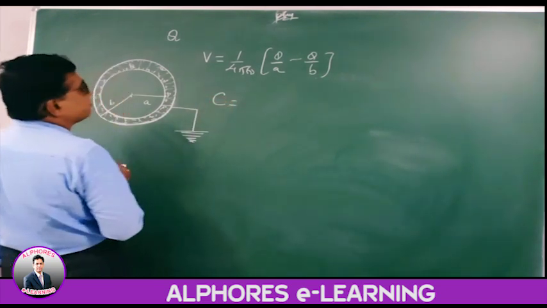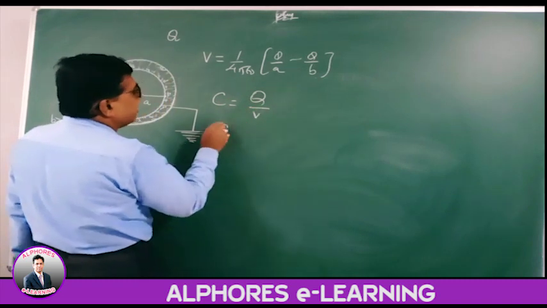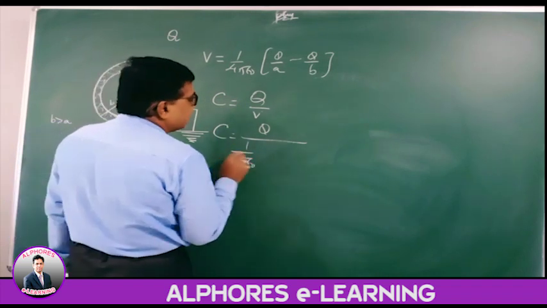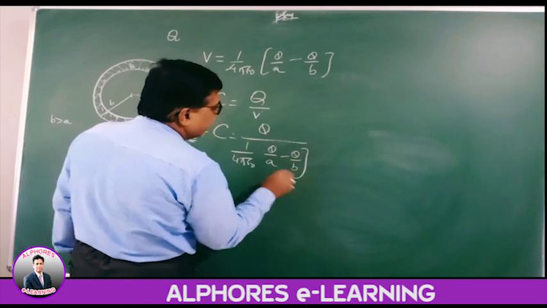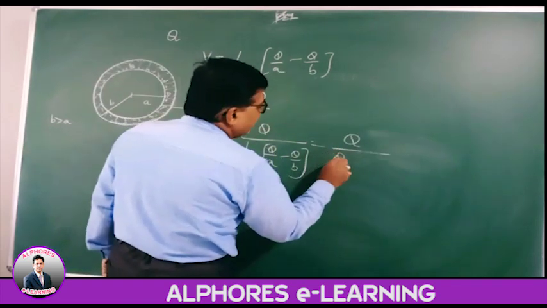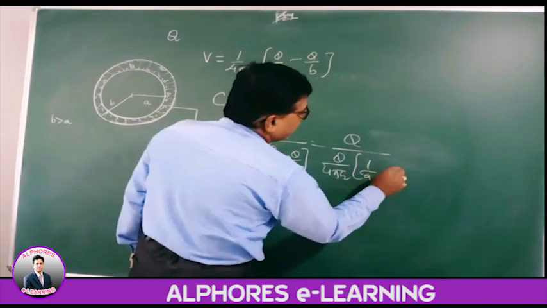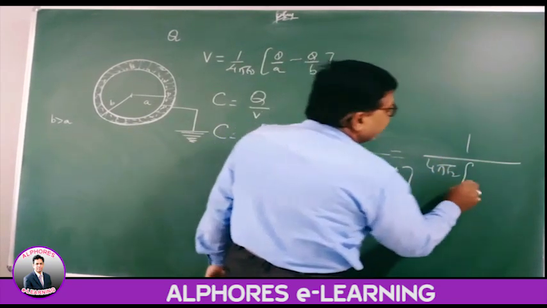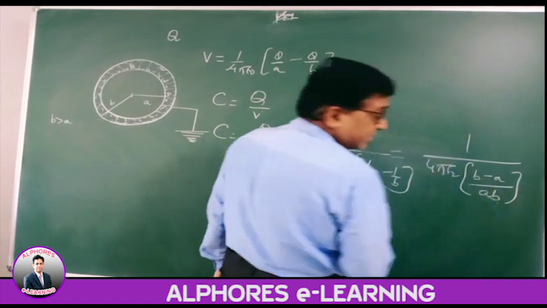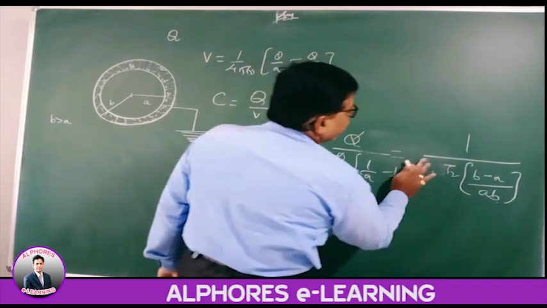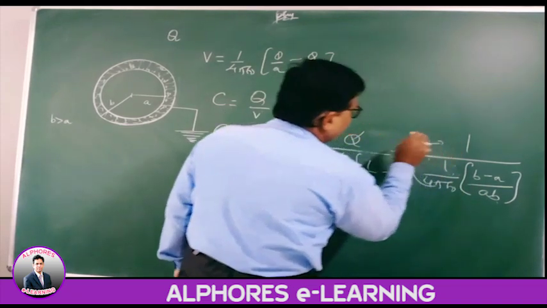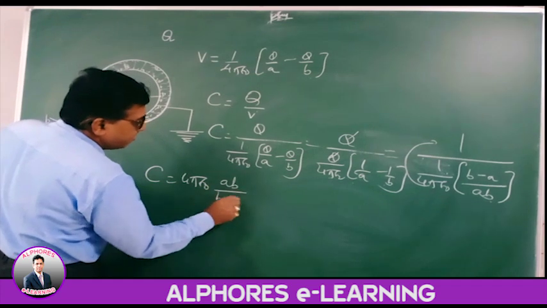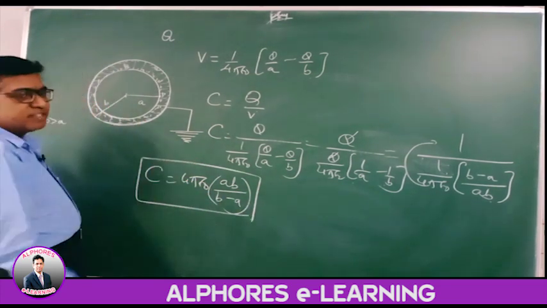Then the capacity of a spherical condenser: we know the capacity is Q by V. So C is equal to charge Q by the potential difference, which is 1 by 4 pi epsilon naught times Q by A minus Q by B. Taking Q common, it is Q by 4 pi epsilon naught times 1 by A minus 1 by B. Taking the LCM, it is 1 by 4 pi epsilon naught of (B minus A) by AB. The 4 pi epsilon naught goes to the numerator, so the capacity is 4 pi epsilon naught AB by B minus A. This is the capacity of a spherical condenser.